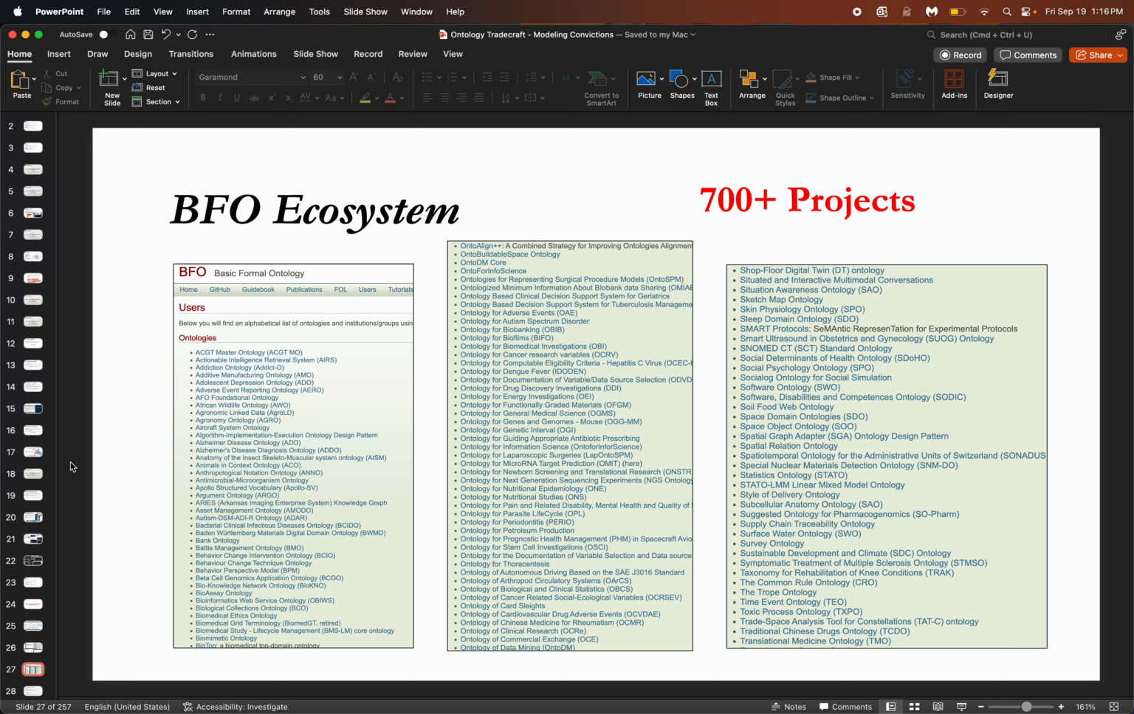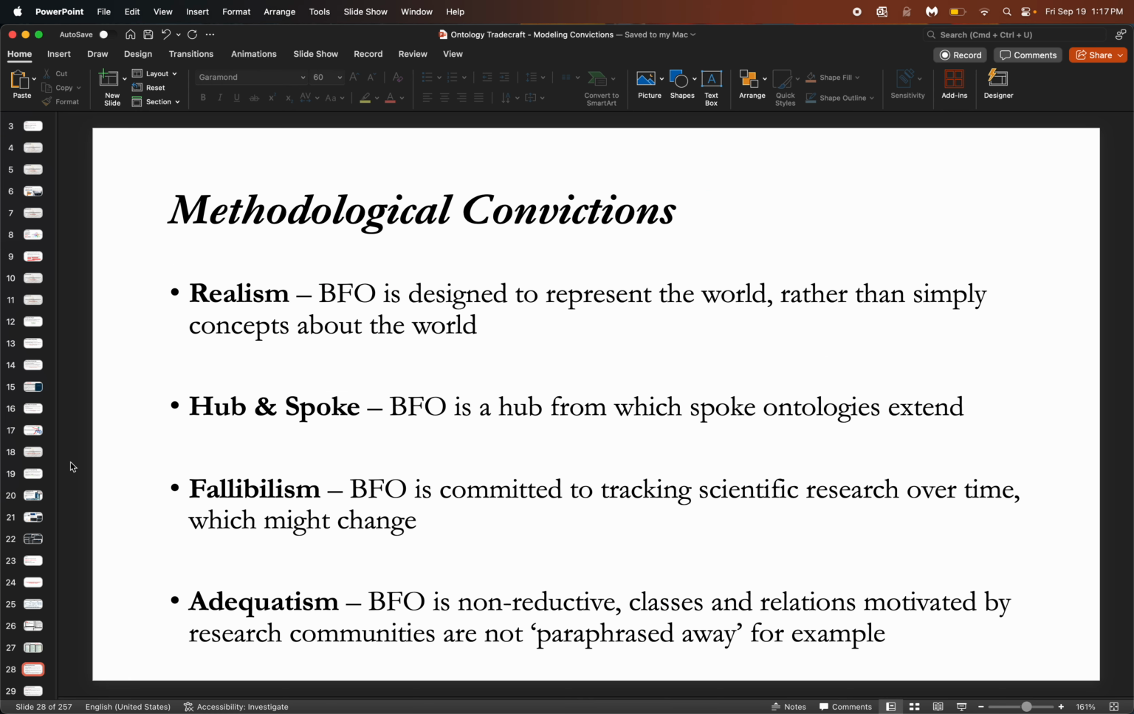Barry Smith and I keep a tab on this. We update the user page you can see here with links to all these projects that are going on. It is, I can say without question, the most widely used top-level ontology in the world. And it's based on these methodological convictions: realism, hub and spoke, fallibilism, and adequatism. I'm going to walk through these so you can understand the background, like what is it that we're doing and why.